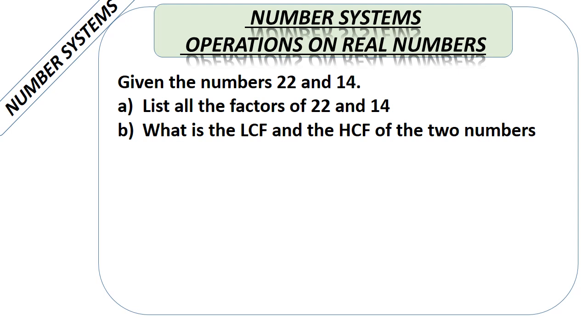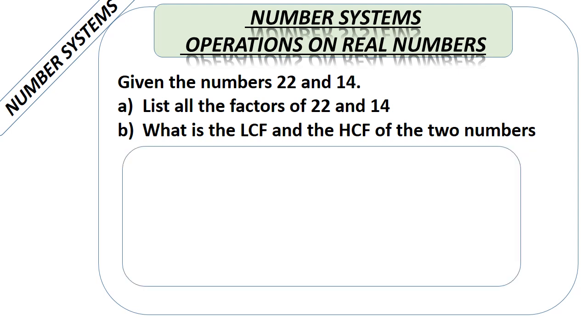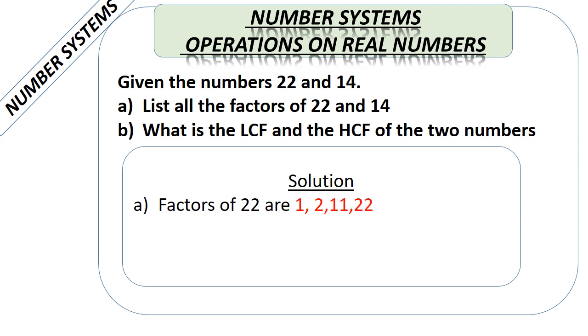So the solution. We're talking about 22 and 14. We'll start with factors of 22, which are 1, 2, 11, 22, because these are the numbers that go into 22 without a remainder. So 1 goes into 22 without a remainder, 2 goes into 22 without a remainder, 11 goes into 22, and 22 goes into 22 without remainders.